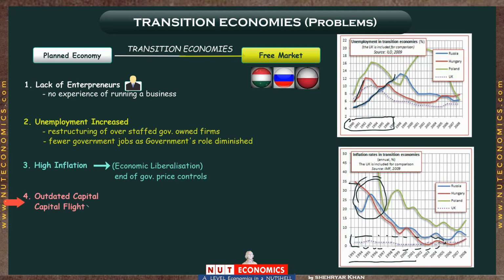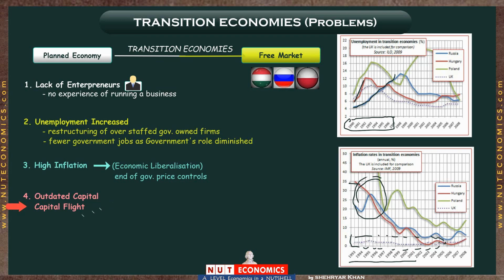And then there was also capital flight, meaning that some of the private owners of the capital decided that instead of using their resources and starting a business in these transition economies, which were not stable at that time, they had these issues of unemployment, of inflation, and there were a lot of other things going on, they would much rather just move to a new country and start a new business over there. So there was a lot of capital flight, again complicating things for these transition economies in the very beginning.